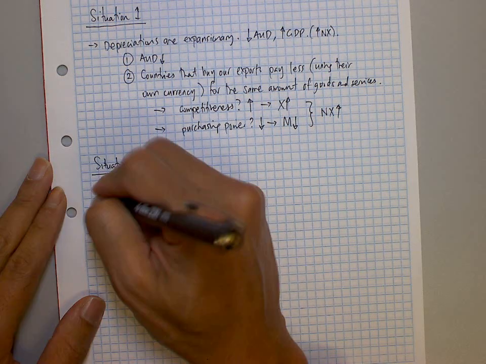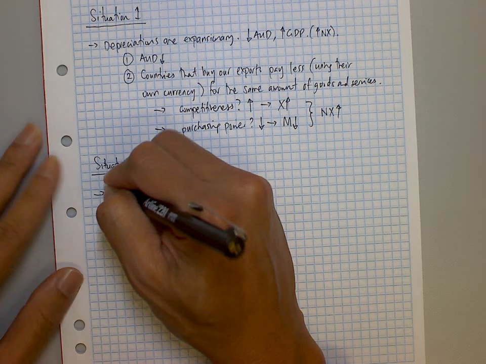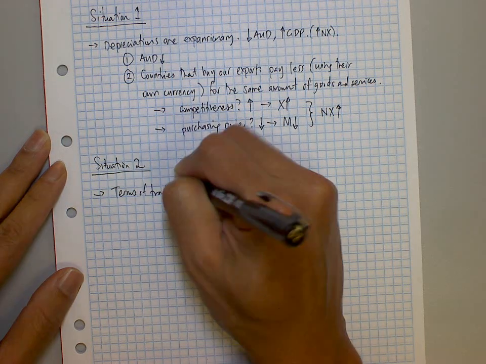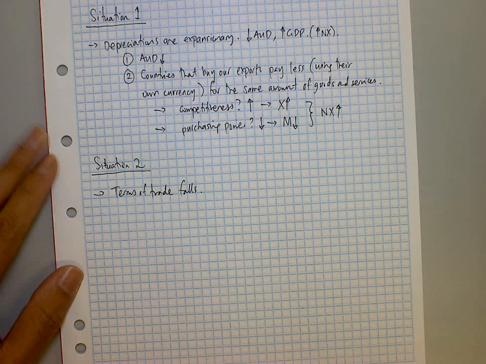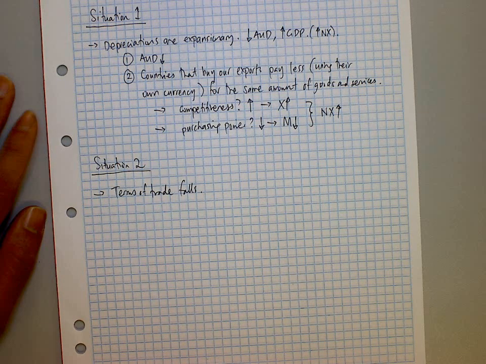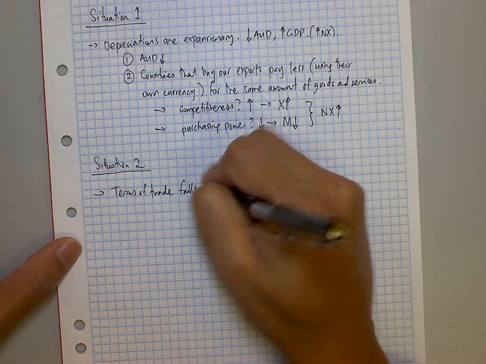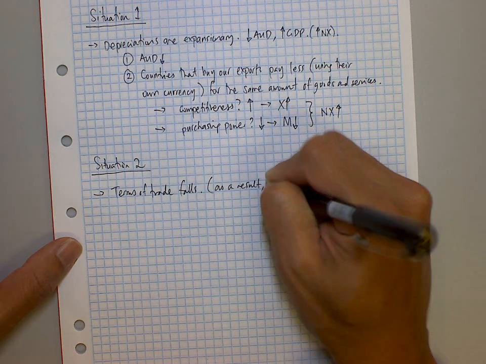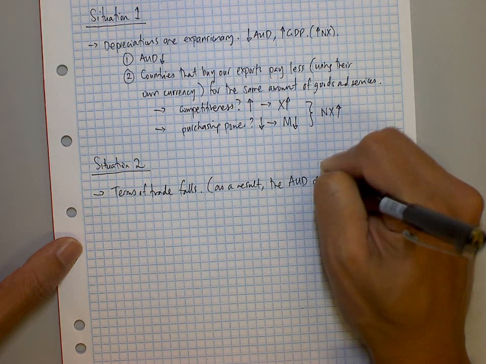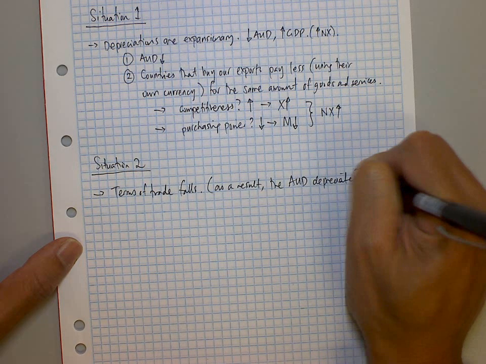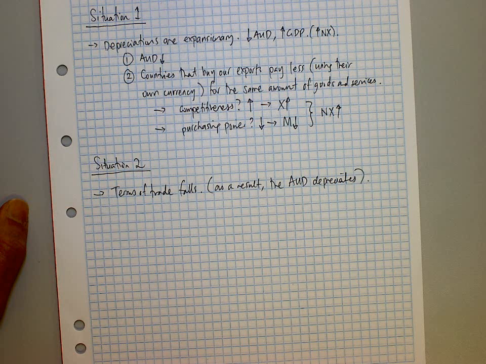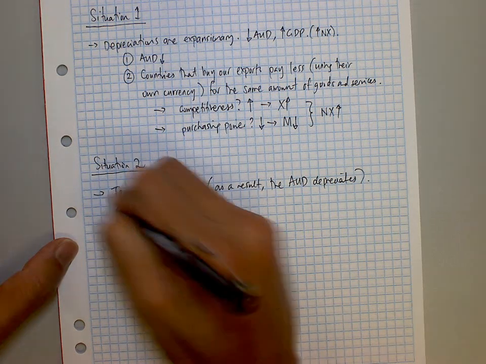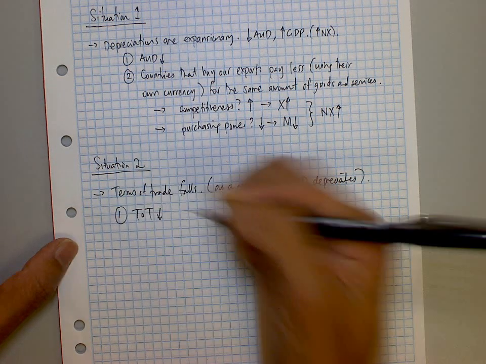And this is different from situation 1 because in this case the terms of trade fall. So that is the source of the depreciation, and as a result the Australian dollar depreciates. Alright, so step number 1, terms of trade falls.